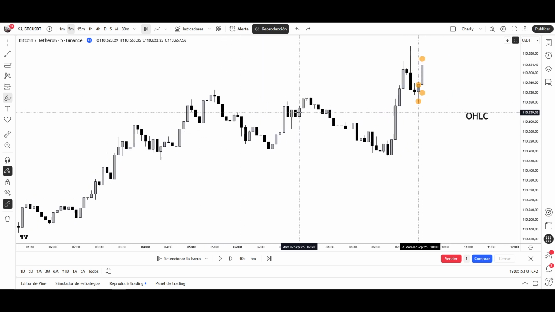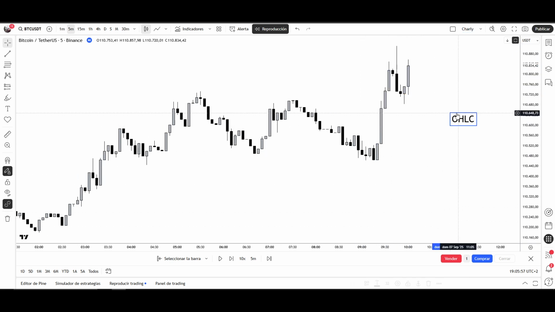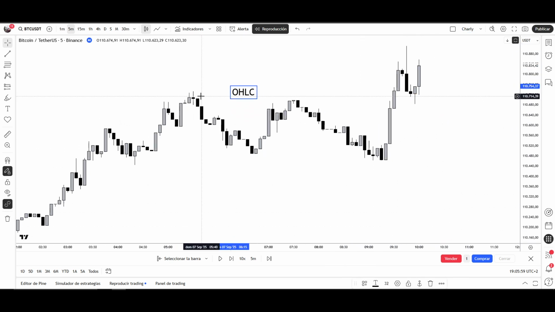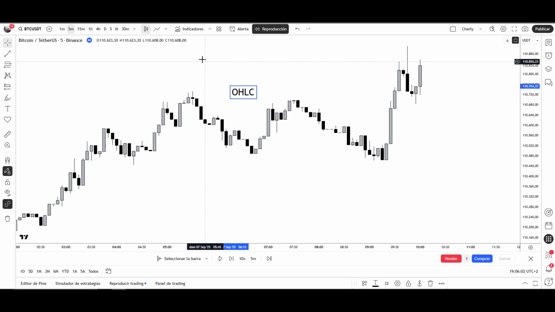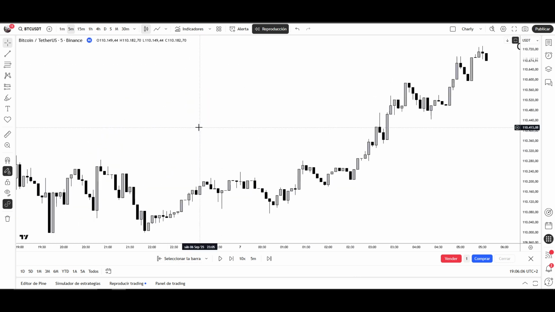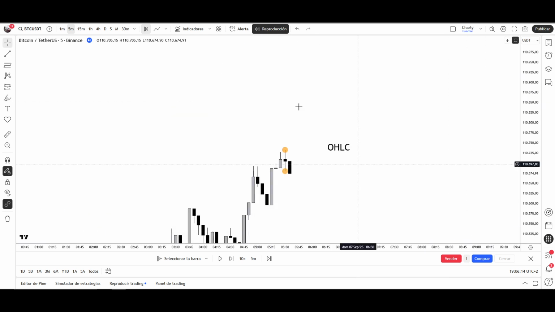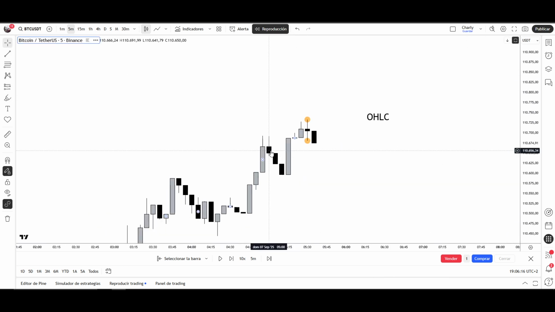These types of dojis can be those variations where, for example, it's a bearish candle and first, let's say, makes the low and then the high. We don't know. Because this is a bearish candle, although it's a doji, first it should make the high and then the low. Let's see if this is that situation, that variation.